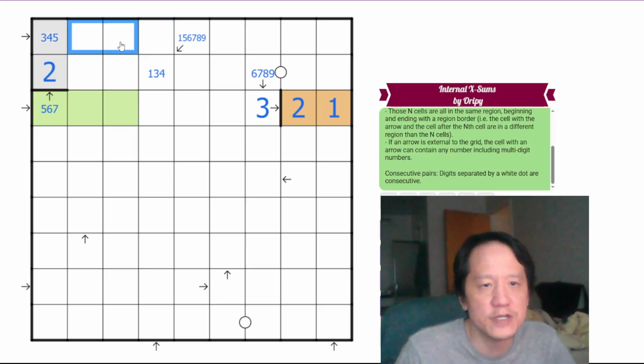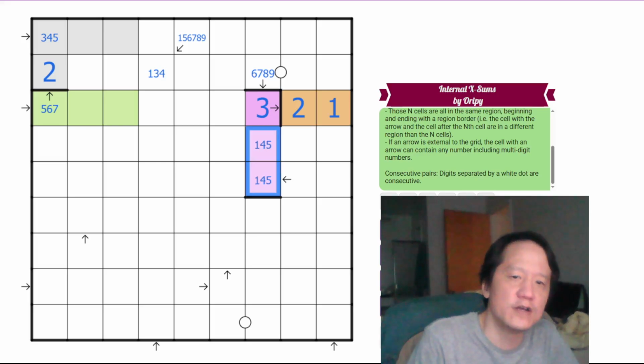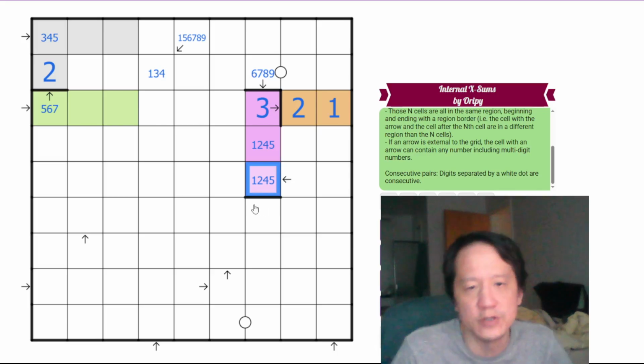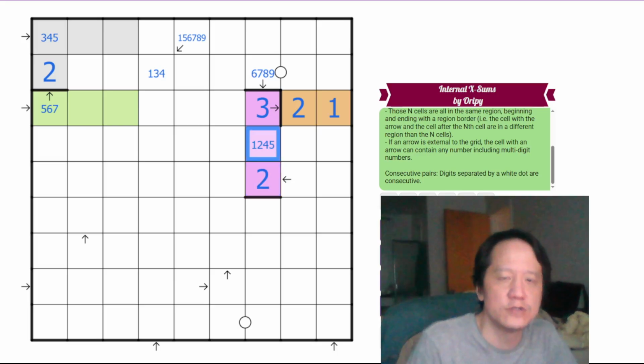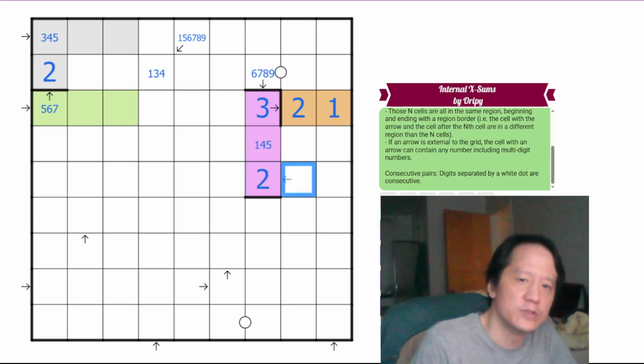So this light region has to go at least 3. This region has to go 3 that way. And this is a separate region. And we know this is a boundary. So this must be 1 through 5. That's possibilities. This is a sum of... It cannot be 1. It has to be 2 here. So this is 2. This can't be 2 here.